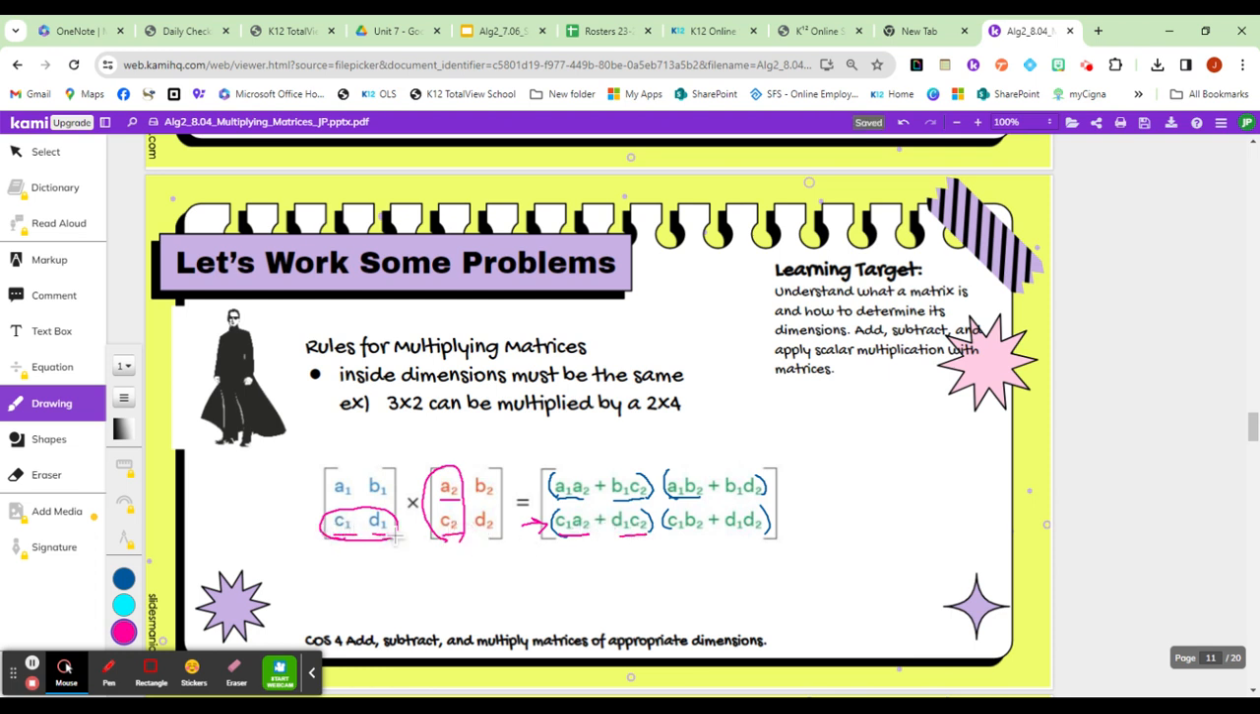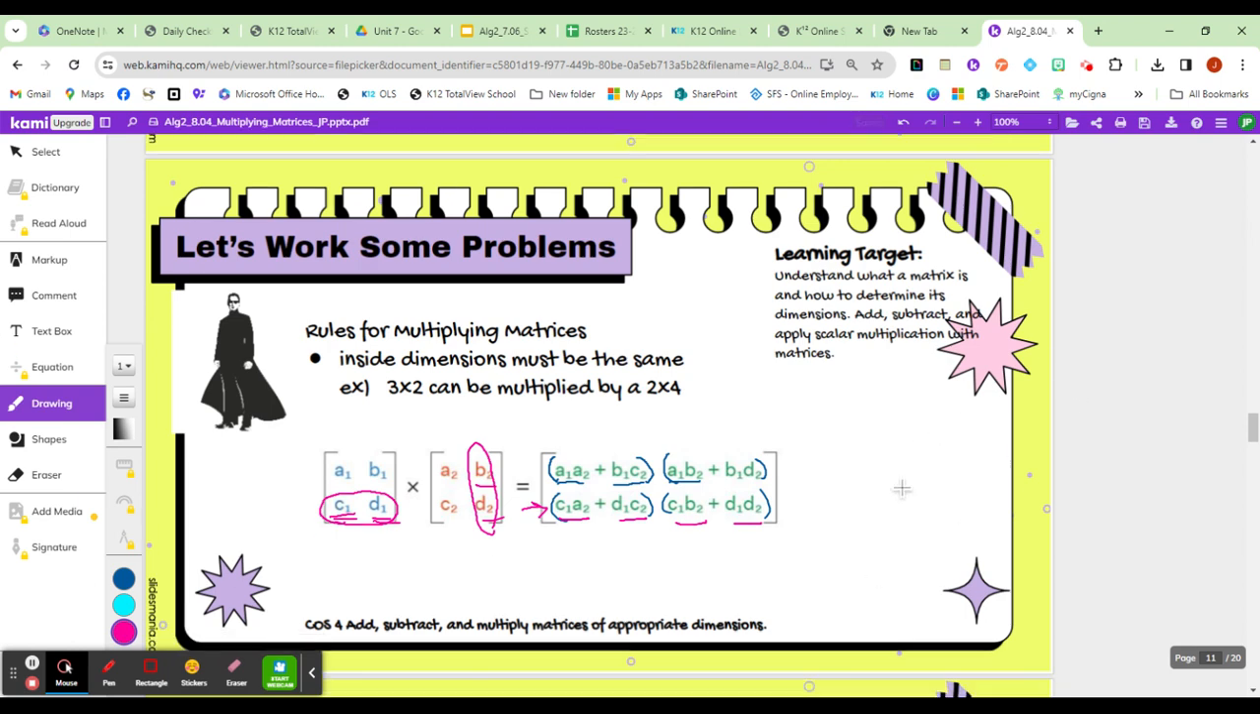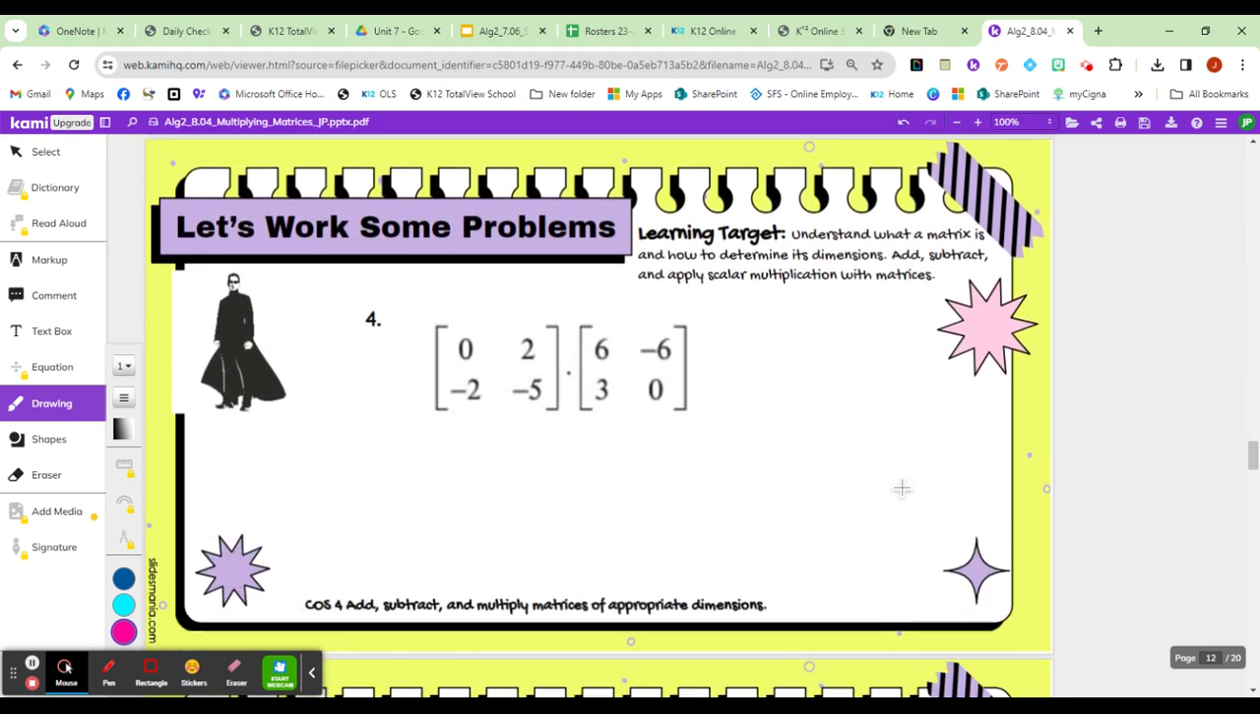Then you'll keep that second row again, and you'll move to the next column. So it's C1 times B2, and then D1 times D2. And then you'll add those, and then you'll simplify. All right. Once you get the hang of it, it's just so different. I can't think of anything I've ever done in math that is similar to multiplying matrices.